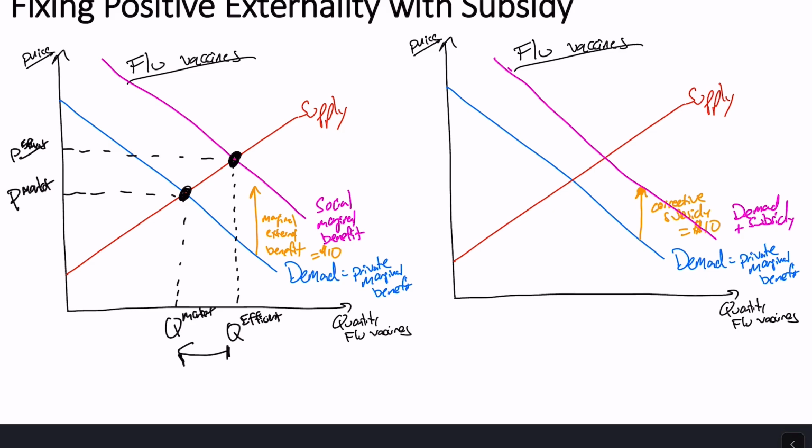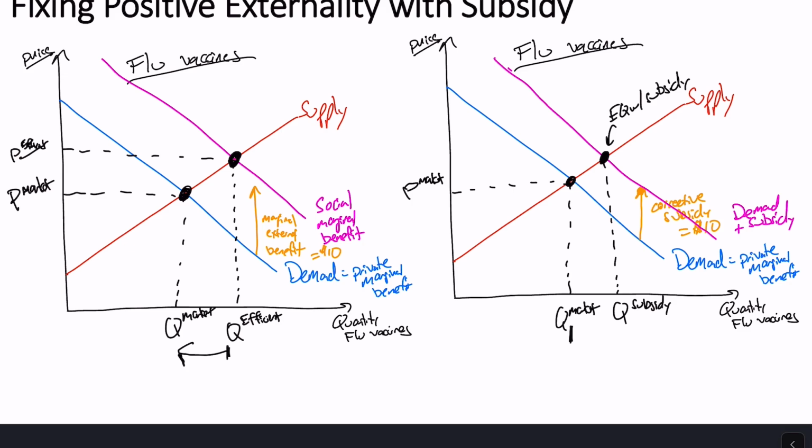So now, what's going to be the market outcome? Well, this was it before, Q market. Here's our market price. Now, after the subsidy, here's our subsidy equilibrium with subsidy. And we're going to get our quantity subsidy. Okay, so our quantity subsidy then is going to be higher than our quantity market. And we've now increased our quantity to get rid of the deadweight loss.